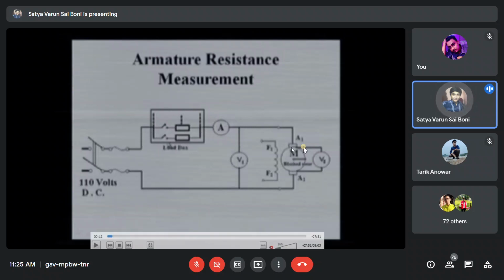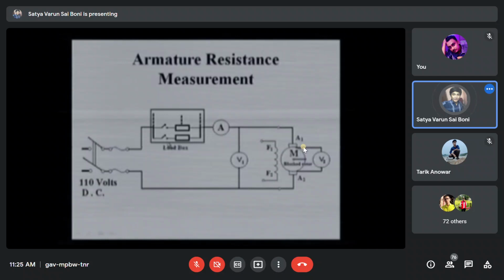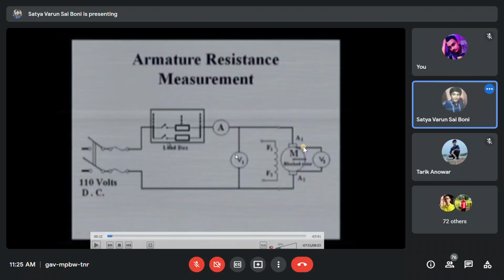Normally, for the pictorial case, it is a 1D diagram. We represent the machine like a circle, and these are the brushes. This is a simple representation in real time. Not only that, the field winding is represented like this. Normally in real time, the field winding is around this motor. So don't get confused. This is the pictorial representation for lab purposes or for exams.